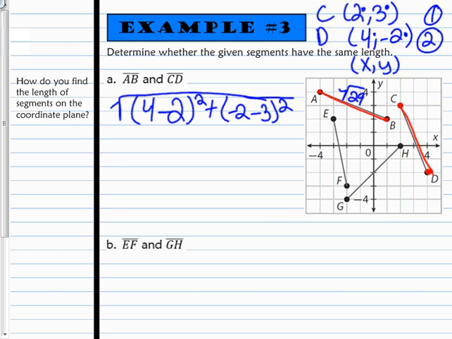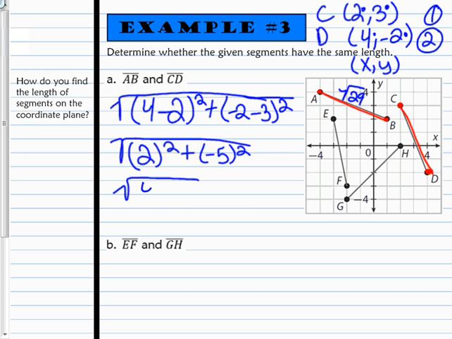Squaring that as well. Square root of 4 minus 2 is 2 squared, plus negative 2 minus 3 is negative 5 squared. Square root of 4 plus 25, because 2 squared is 4 and negative 5 squared is 25. The square root of 29. And you can see that CD is indeed the square root of 29. So, do AB and CD have the same length? Yes, they do.